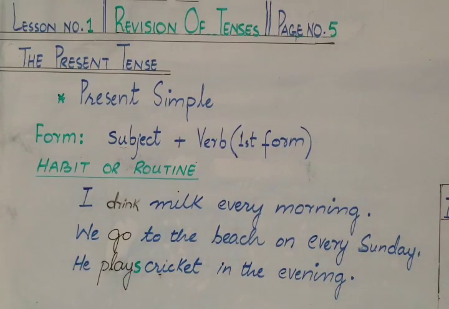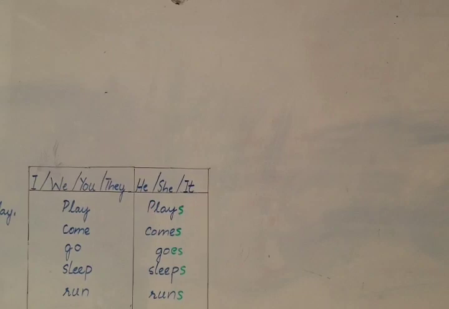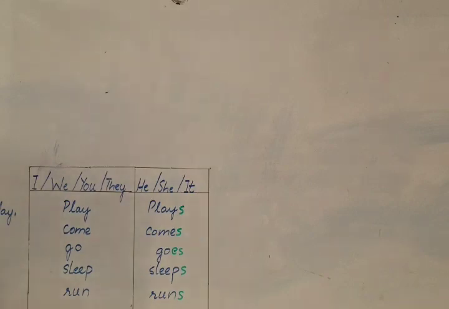So in present simple tense, if the subject is I, we, you, they, we use first form of verb without S. Like I play, we come, you go, they sleep, I run. And if the subject is he, she, or it, we add S or ES with the verb. Like he plays, she comes, she goes, he sleeps, it runs.